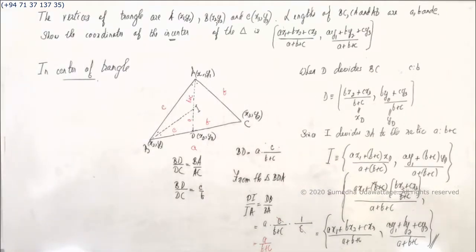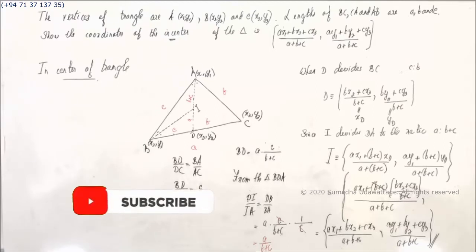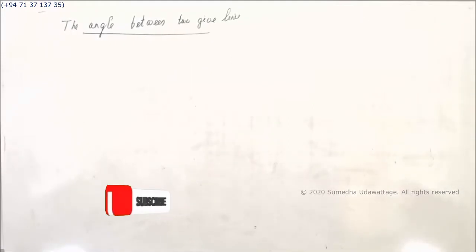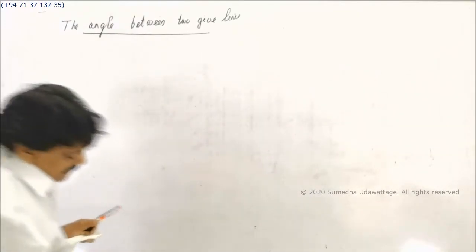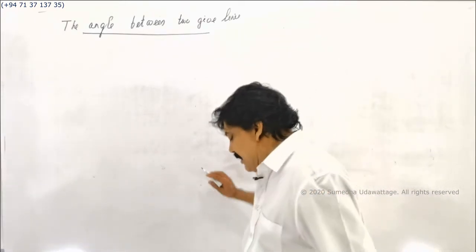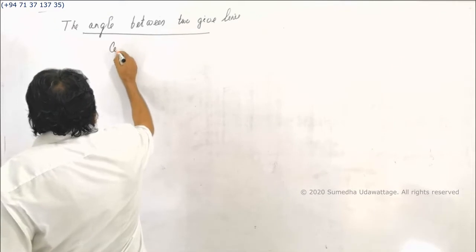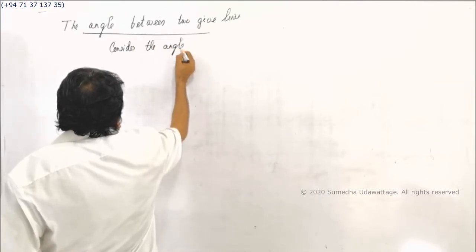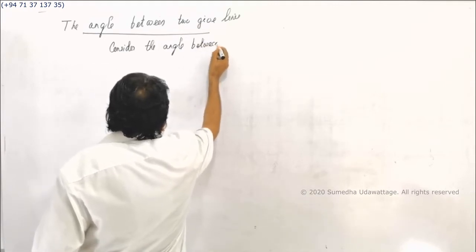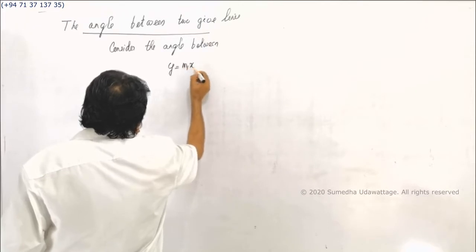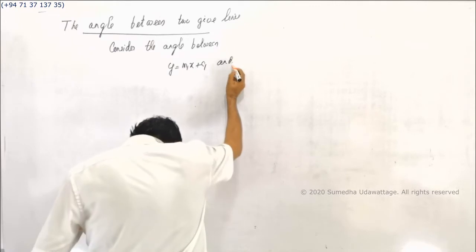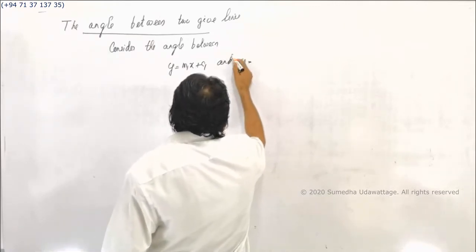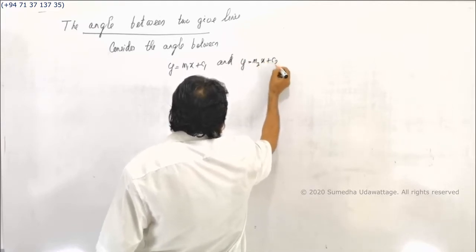And the next topic I have to teach you would be the angle between two given lines. Let's consider the theory like this. Right underneath. Consider the angle between y is equal to m1x plus c1 and y is equal to m2x plus c2.